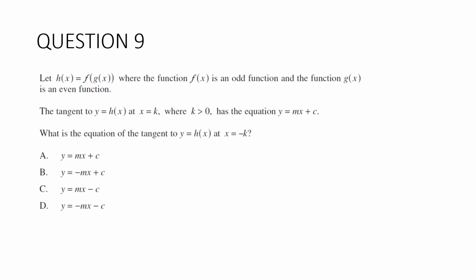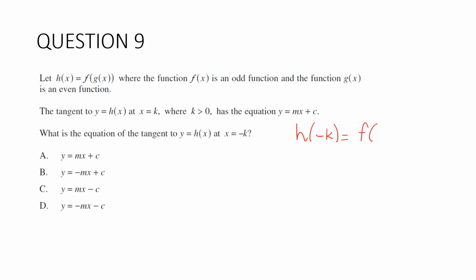Question 9. Let h of x equal f of g of x, where the function f of x is an odd function and the function g of x is an even function. The tangent to y equals h of x at x equals k, k is positive, has the equation y equals mx plus c. What is the equation of the tangent to y equals h of x at x equals negative k? All right, we're going to start by trying to figure out whether h of x is odd, even, or neither. So we'll start with h of negative k.